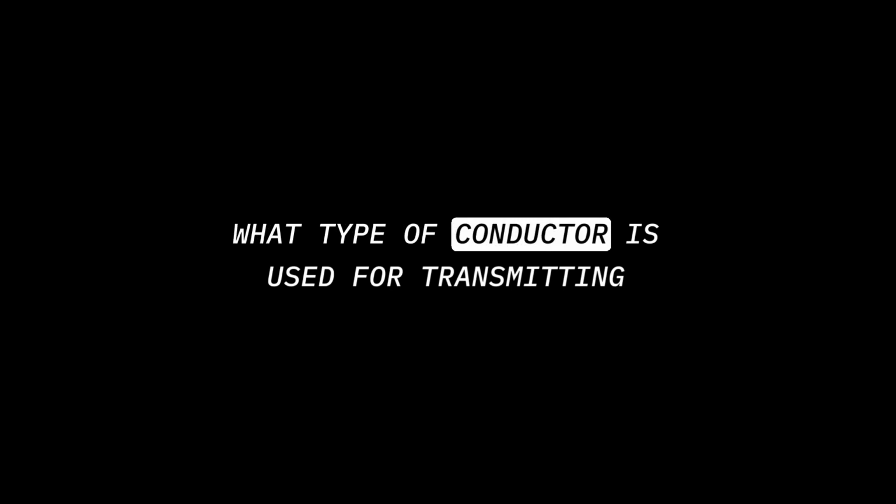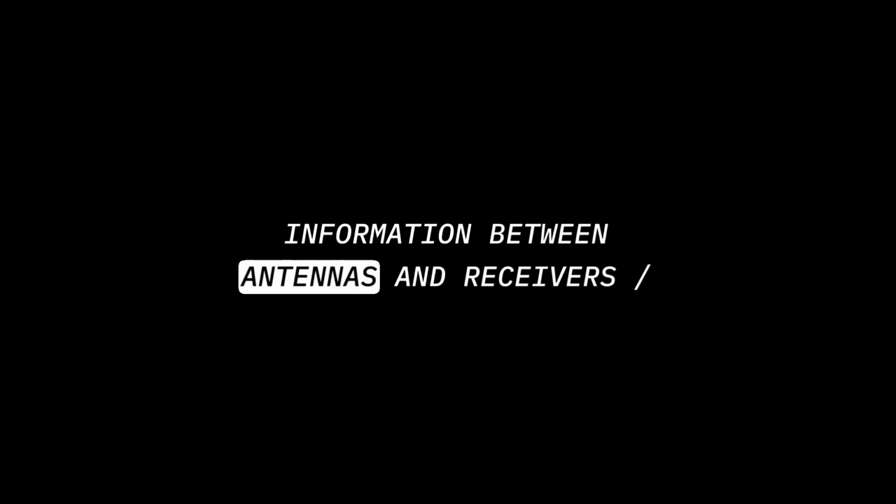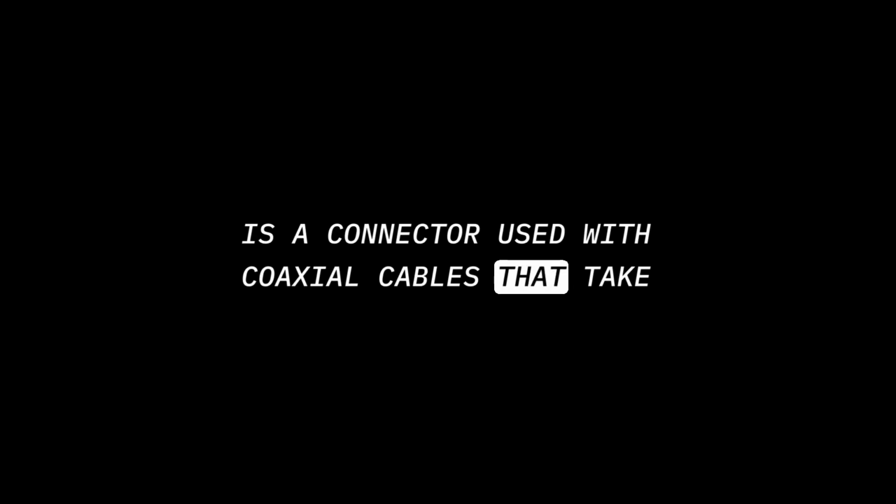It is a self-contained transmitter and receiver which share the same power supply, antenna, and tuning device. What type of conductor is used for transmitting information between antennas and receivers/transmitters? Coaxial cable. Describe a BNC type connector. It is a connector used with coaxial cables that take 1/4 turn to fully seat.